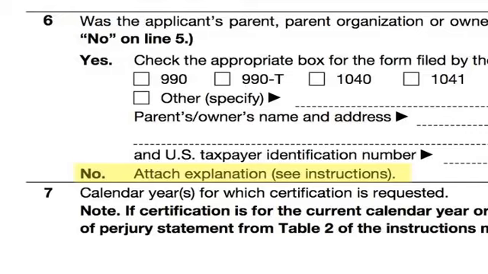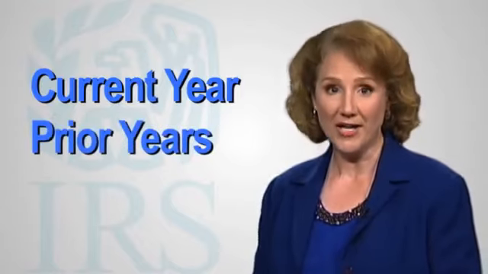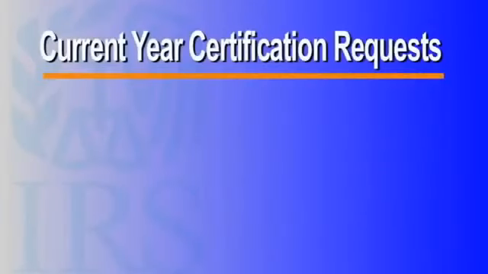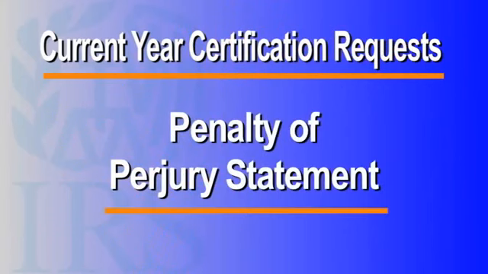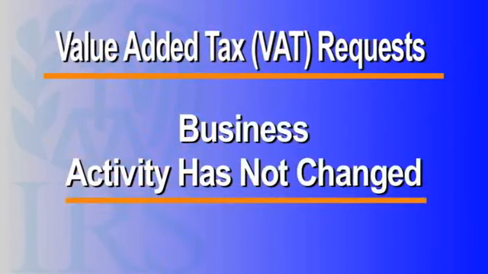which certification is based. On line 7, enter the 4-digit calendar year or years for which you are requesting certification. The certification period is generally 1 year. You can request certification for both the current year and any number of prior years. Current year certification requests must be accompanied by a penalty of perjury statement. Current year means a year for which a return is not yet due or when the return is on an extension. Note, for value-added tax or VAT requests, a statement that the business activity has not changed is also required.